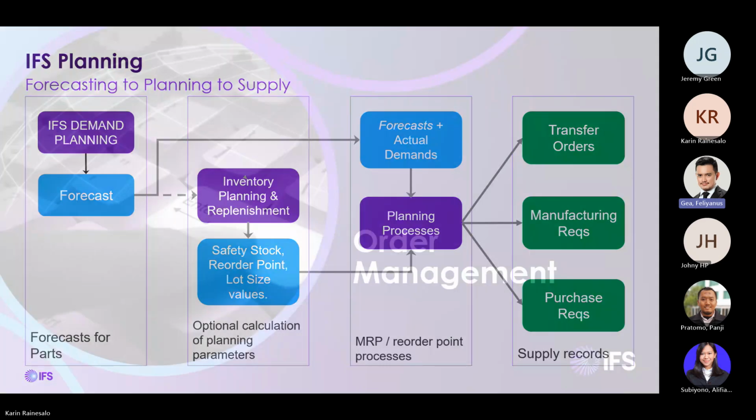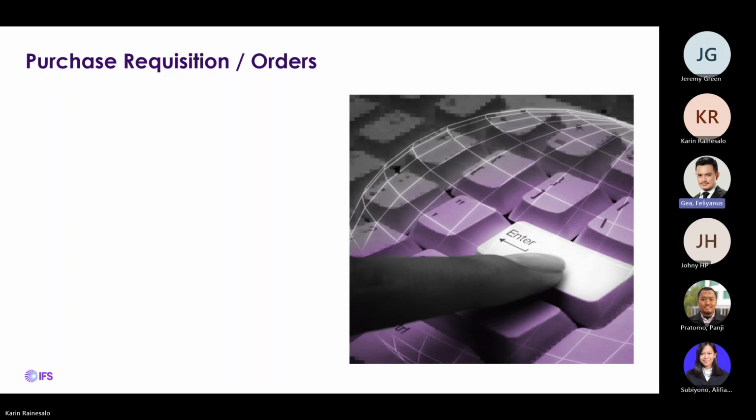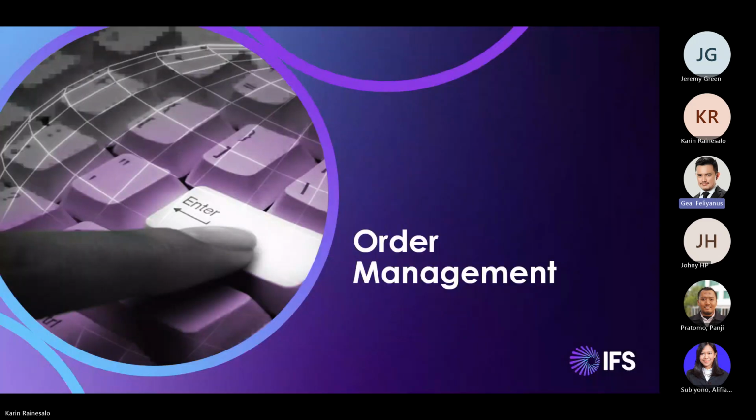Okay, so now we are in the order management section. And here, I'm focusing more on purchasing at this point, as opposed to manufacturing, as opposed to transferring goods around. For procurement, what we're going to look at is how those supply recommendations get generated. What do they look like? They're going to be in the form of requisitions. They will also potentially become orders.